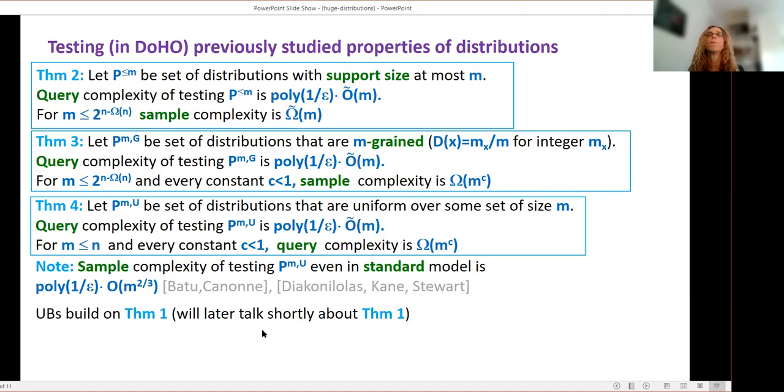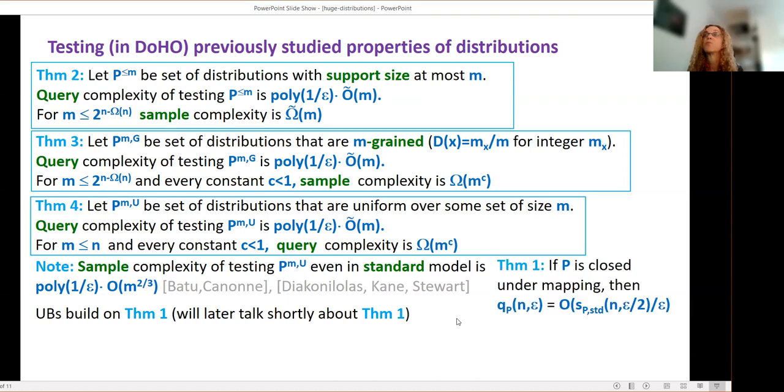So in terms of how we prove these theorems, all the upper bounds build on theorem one, which I'll talk about momentarily. So let's recall what theorem one was. We talked about it in the previous slide. It says that if P is closed under mapping, then the relation between the query complexity and the sample complexity in the standard model is roughly a factor of one over epsilon larger. There should be a tilde over here.